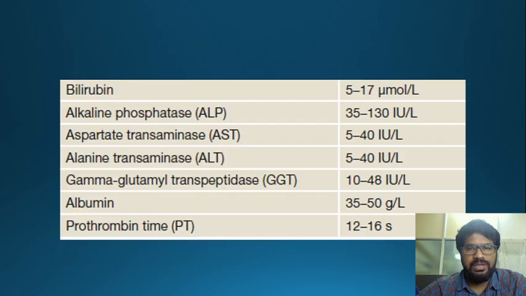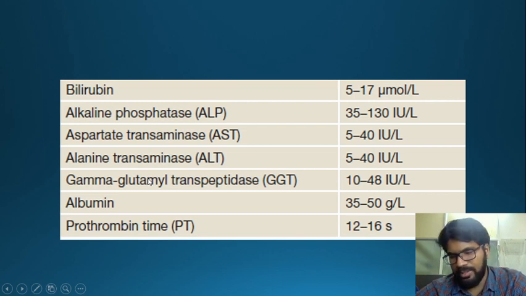So, broadly, the liver function test laboratory evaluation is done through these parameters: serum bilirubin, serum alkaline phosphatase, aspartate transaminase, alanine transaminase, and gamma glutamyl transpeptidase.